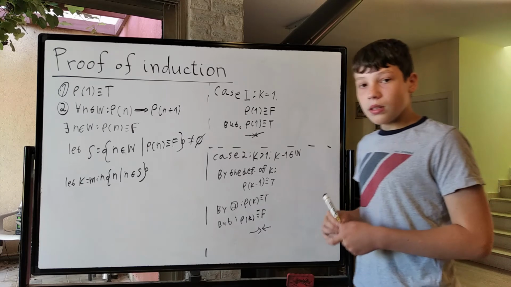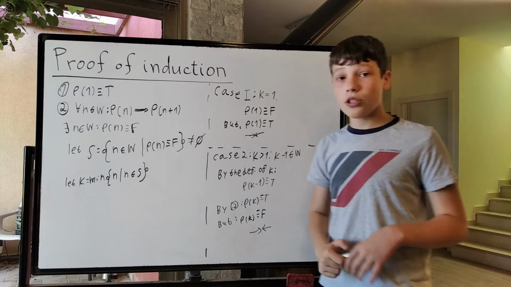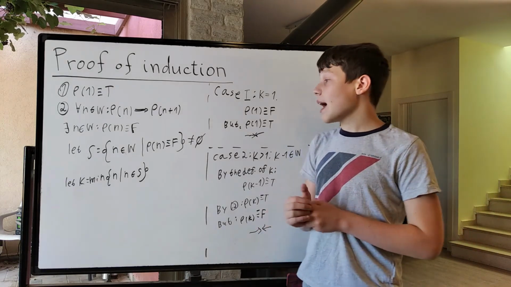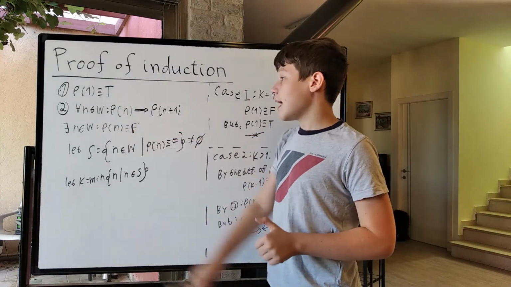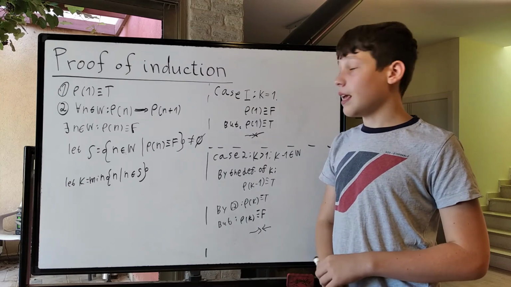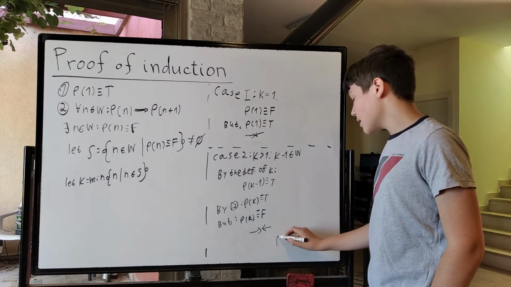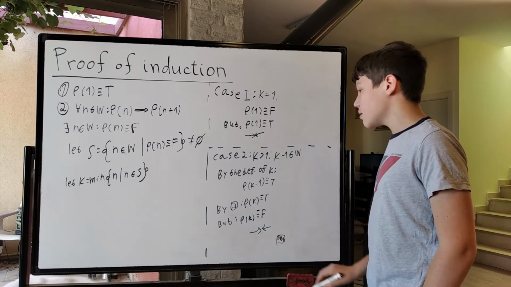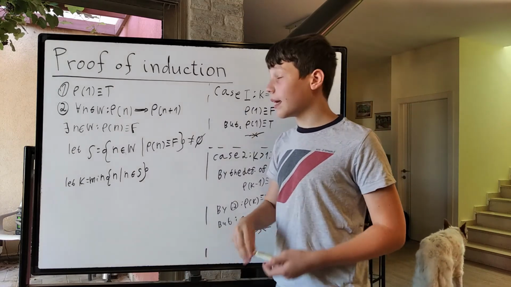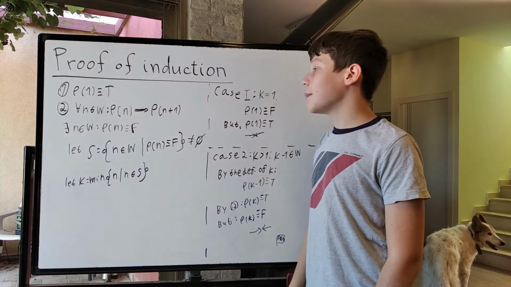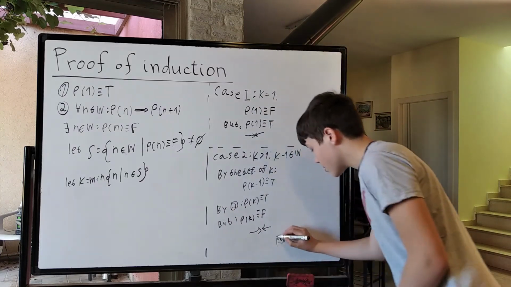So in any way we look at it, no matter what we do, we will always end up with a logical contradiction. Meaning that our initial statement, that there exists a certain n such that P of n is false, must be wrong. Meaning that we can say that we are done. Because, like I said in the beginning, if this is not true, that means that for all n natural numbers, P of n must be true. And we're done.